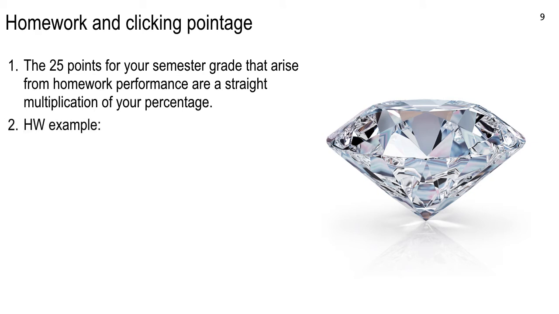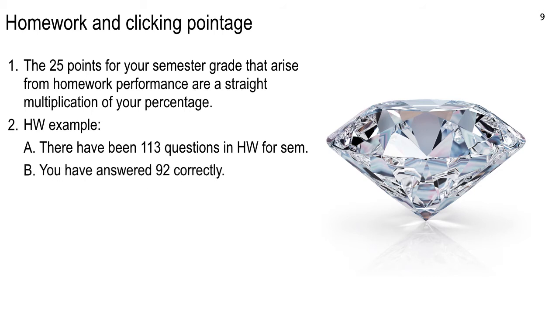And so here's an example of how that would work. If we have 113 questions in the homework for the semester, and you've answered 92 correctly, go ahead and jot this down. That means that your performance is 81.4%. You've had 81.4% correct. Now, to get your pointage, you're not going to get 113 points or even 92 points on your semester grade. It's going to be 25 or fewer.